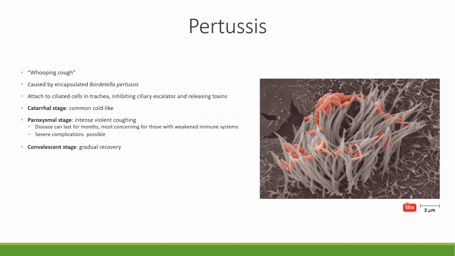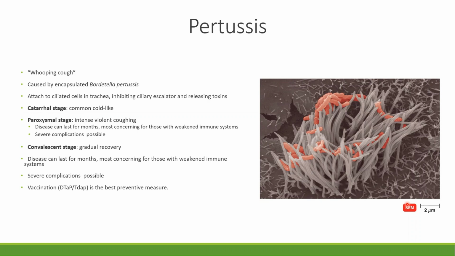Then there is the convalescence stage, where this is a very gradual recovery here. And the disease can last for months. It's most concerning for those with a weakened immune system. And I think I already mentioned severe complications are possible, and that's why it's part of our DTaP vaccination. DTaP or Tdap, depending on if the first vaccine or the second vaccine, the booster vaccine that we get as a preventative measure. It's called whooping cough due to the violent coughing, the noise that people who have it make while they're gasping for air in this compromised lower respiratory tract, in part due to the binding to that cilia.